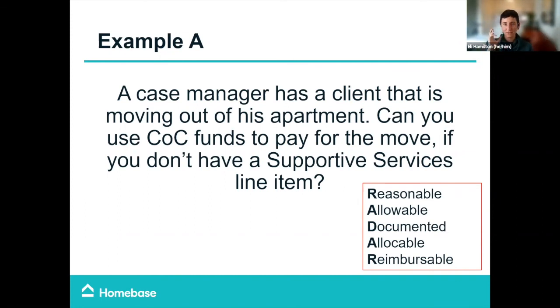So you're sort of thinking you don't have supportive services funding in your grant. You don't know what you do have. And you're thinking through, is this a reasonable cost? Is it an allowable cost? Can you document it? Can you allocate it to the grant? And is it reimbursable?